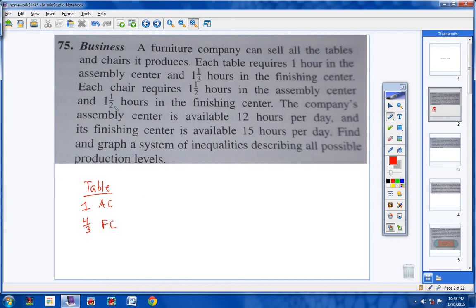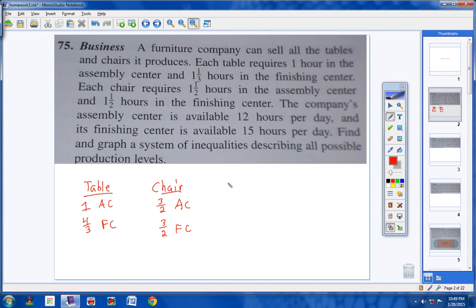Okay, now let's continue on. Each chair requires 1 1/2 hours. I'm going to put 3/2 in the assembly center. And each chair requires 1 1/2 hours in the finishing center. So 1 1/2 is 3/2 in the finishing center. Alright. The company's assembly center is only available 12 hours a day. Its finishing center is only available 15 hours per day. Find and graph a system of inequalities describing all possible production levels.